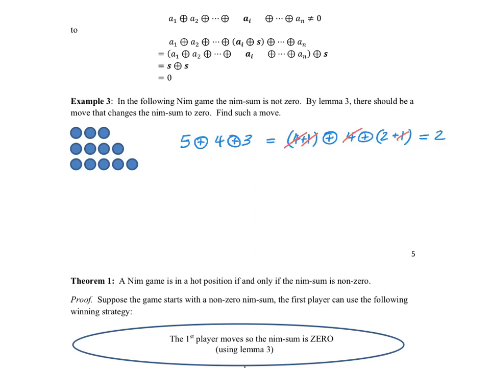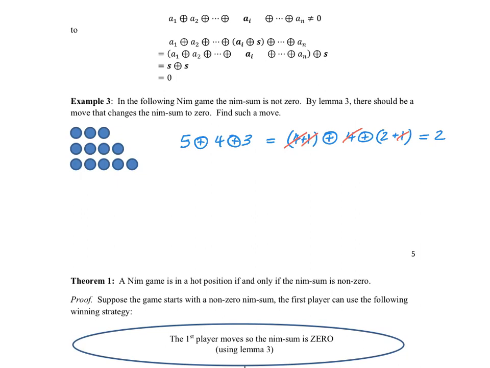So our job is to take this game that we're looking at now, which has a nim sum of 2, and change that by making a valid move in the game to 0. We want to change that 2 to a 0. And the lemma that we just read told us that there should be a way to do this. There should be a way to change any non-zero nim sum to 0. So we're going to try to find such a move.